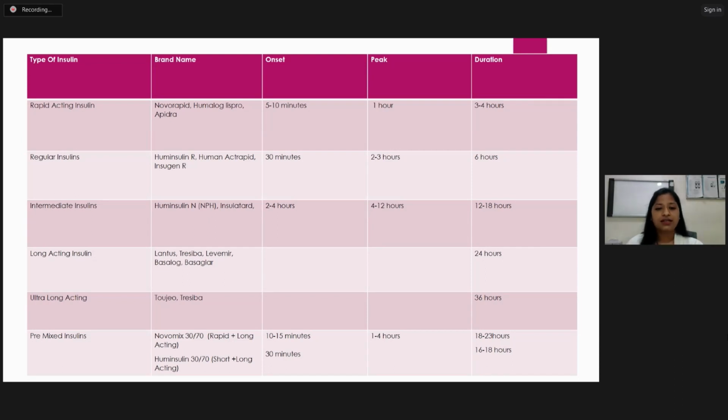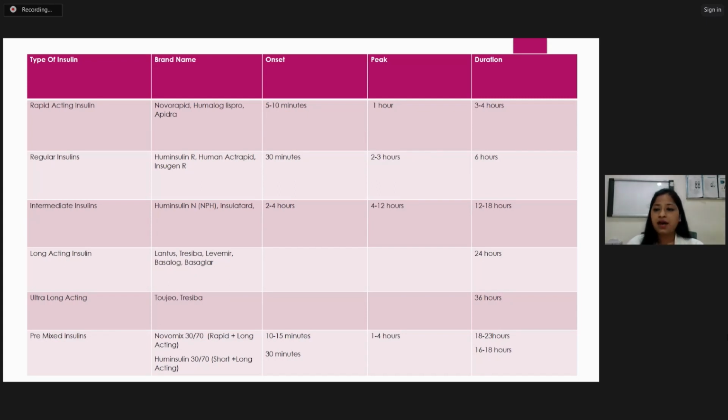Long-acting insulin, that is Lantus, Tresiba, Levemir, Basalog, Basaglar, needs to be given at a fixed time because it works for 24 hours. So we usually give it at 10 p.m., after the dinner or at bedtime. Ultra-long-acting insulins are Toujeo and Tresiba. This is also a long-acting insulin. The duration is almost 36 hours and it also needs to be given at a fixed time. We usually give it after the dinner.